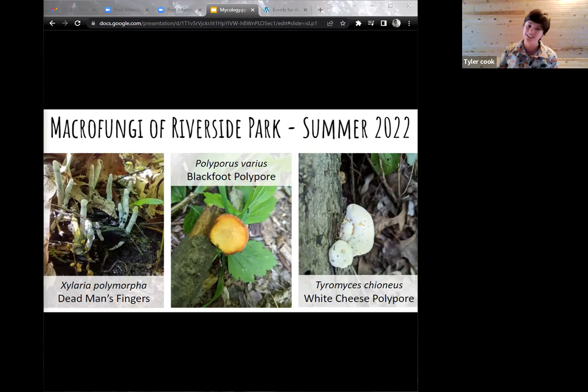Just to give a brief overview, last summer I did some mycological research in New York, in the Catskills, and I was really fortunate to run into a wide array of fascinating macrofungi. There will be a paper published soon, with macrotaxon of our findings in the Catskills. But I wanted to mention that because what we're going to be finding in Riverside Park is our more common species. And that really speaks to the health of our forests.